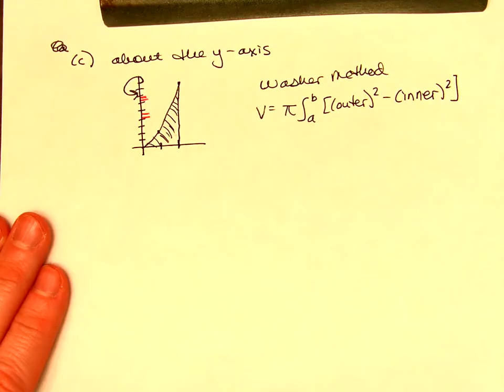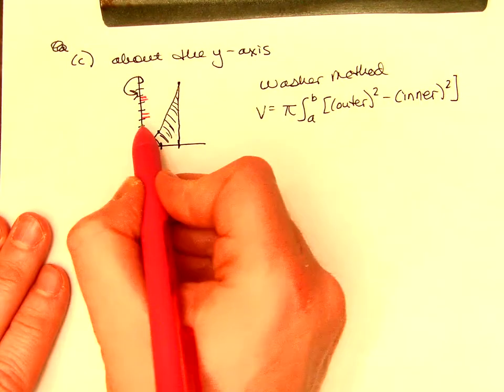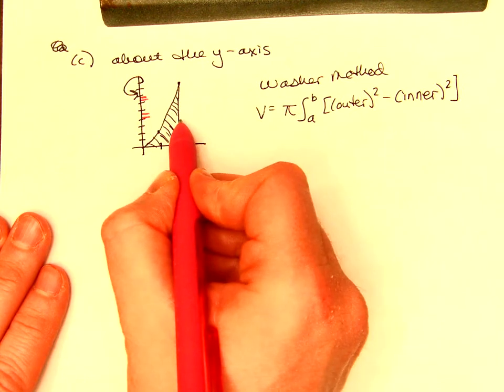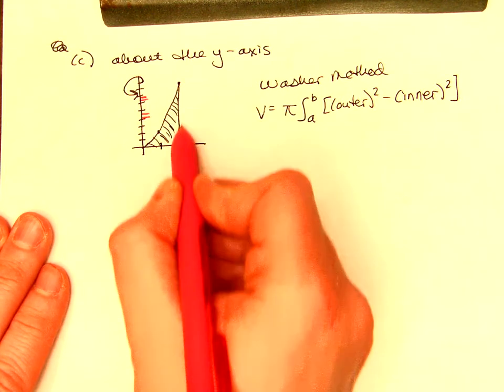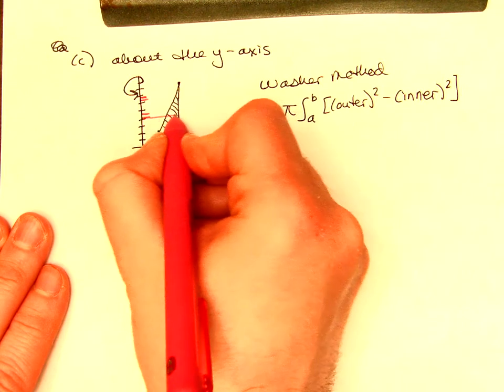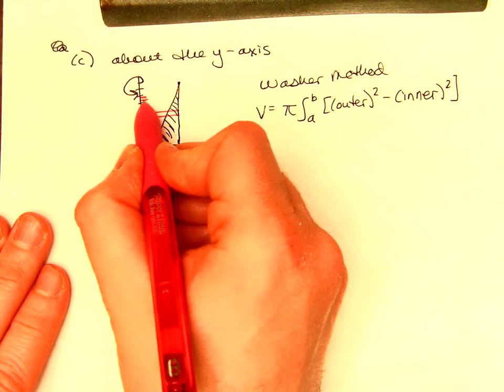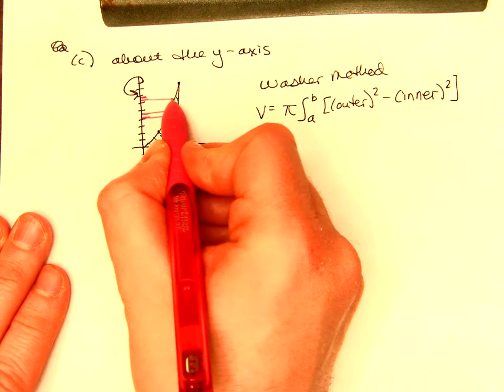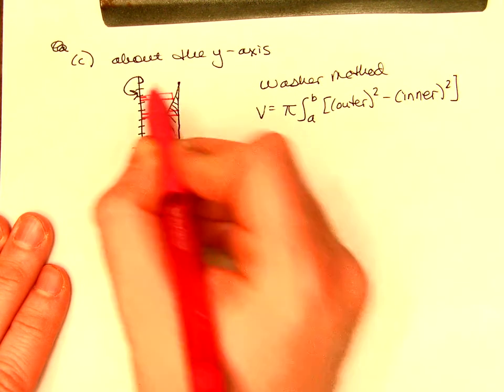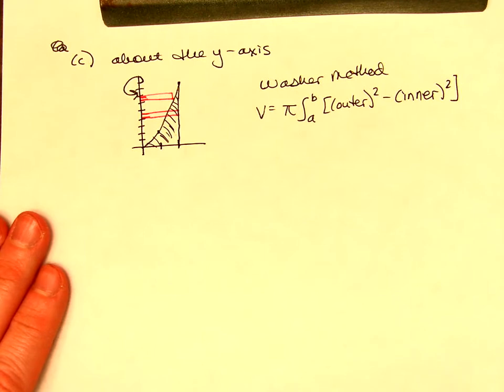Outer radius is going to go to the furthest away part of your region. In this case, that's the vertical line x equals 2. That's my outer radius. My inner radius is going to go to the closer part of your region, which is the parabola. So it's going to look like that. Still intersecting at the point 2, 8.